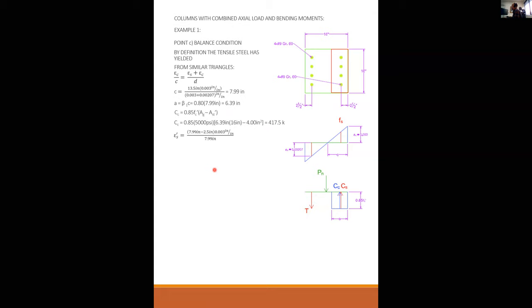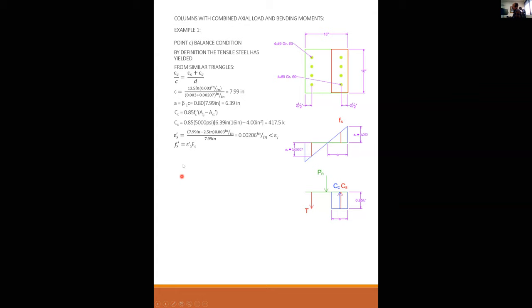Epsilon prime s, the strain in my compression steel, as we did before, is (c minus d prime) over c times 0.003. I get 0.00206, which is less than the yielding strain. So now back to your question, Adriel. This is exactly what you're talking about. What if that compression strain does not yield?